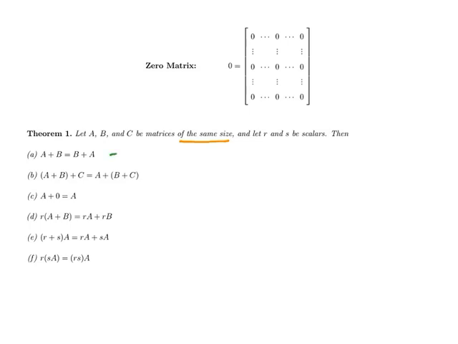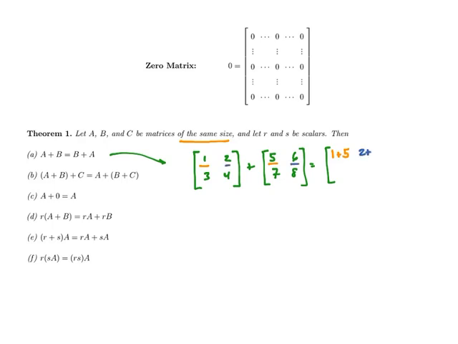Let's just look at that one a little bit. We have A plus B, so let's say we had 1, 2, 3, 4. And we added that to 5, 6, 7, 8. We've done this before, but we can just add those entries by each entry. So this would be 1 plus 5, 2 plus 6, 3 plus 7, and 4 plus 8.